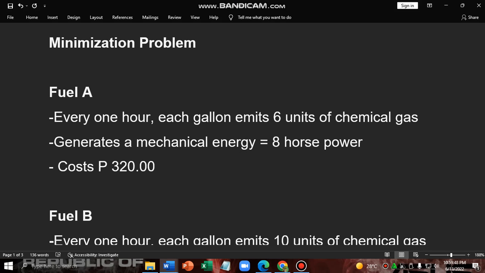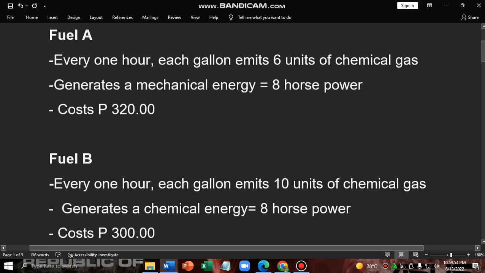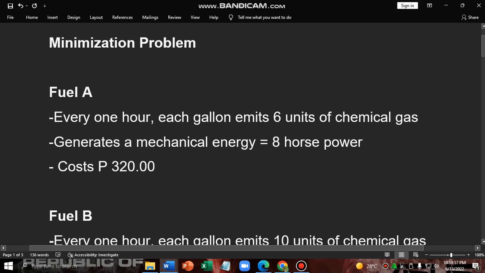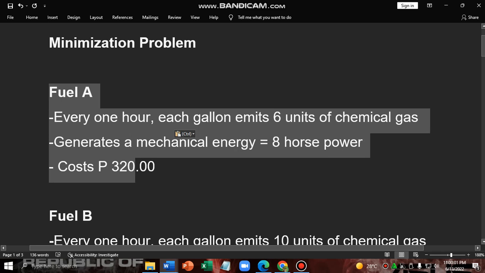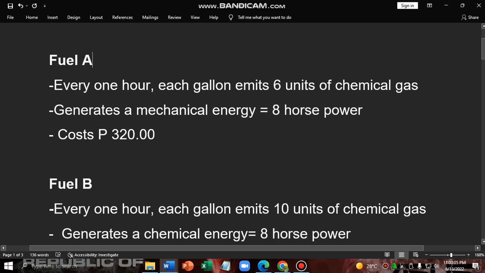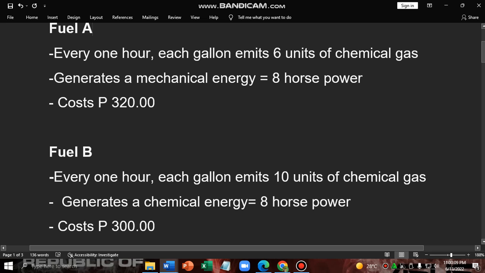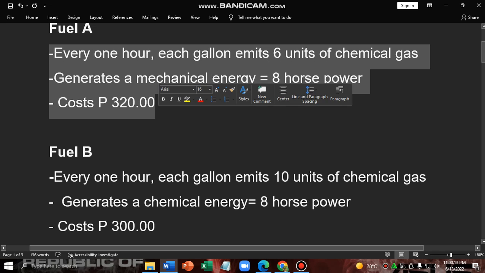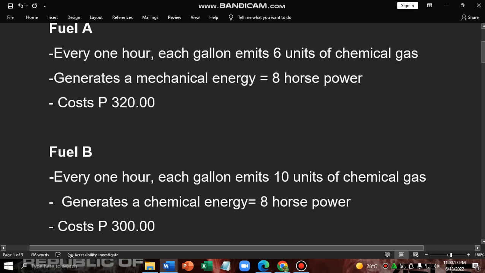I will be discussing the linear programming simplex method minimization problem. So, we have here a problem to solve. This is an example of a minimization problem. What I presented here is already summarized, so I only put the important details. But I will be reading the problem.